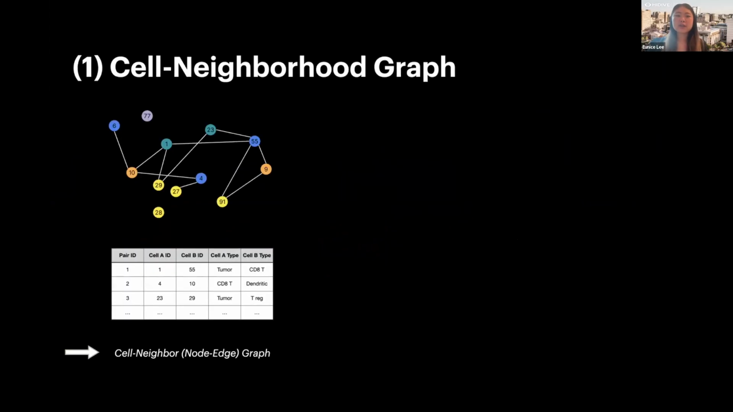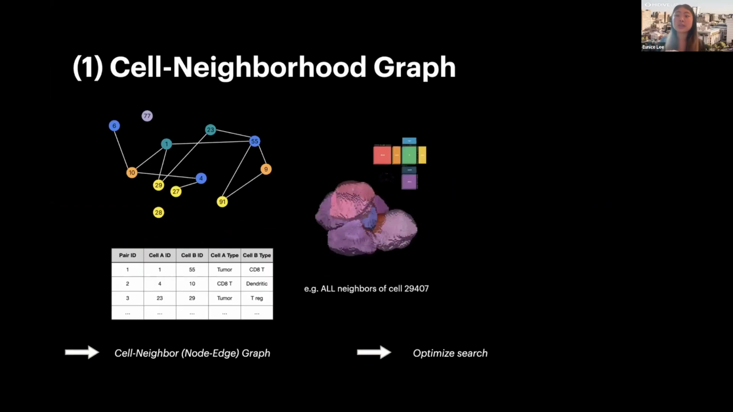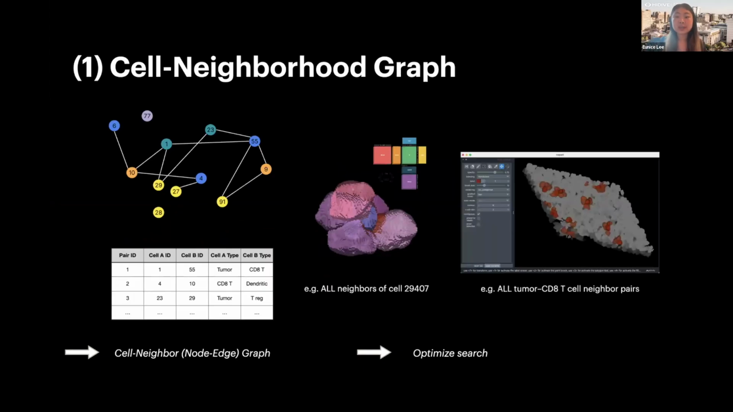And once you find all of those new cell neighbors, we want to store this into a cell neighbor node edge graph so that users can simply query and optimize their search process throughout the entire data set by looking at those unique pairs with their metadata and relationships stored into them. So for instance, a user could query all neighbors of one very specific cell they want to look at and look at that cell neighbor cluster, since we have this data form available on AND data as well.